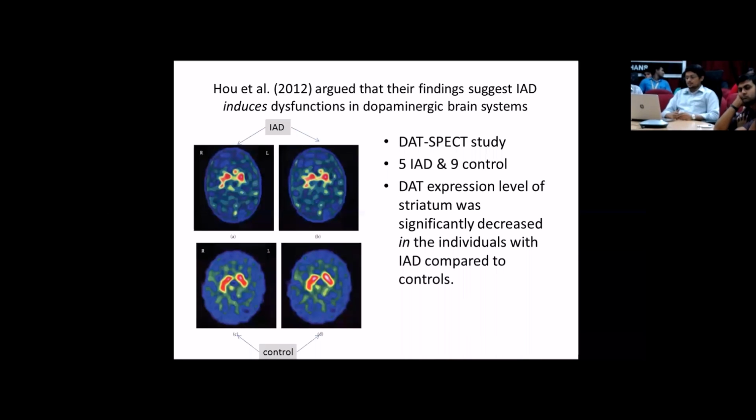So what? Even though this would be meaningful, they argued that these findings suggest that internet addiction induces dopamine brain dysfunction. They do not view it as a vulnerability, but view it as a function of internet use, and hence the internet use causes certain brain changes, and hence it should be considered as a separate diagnosis.